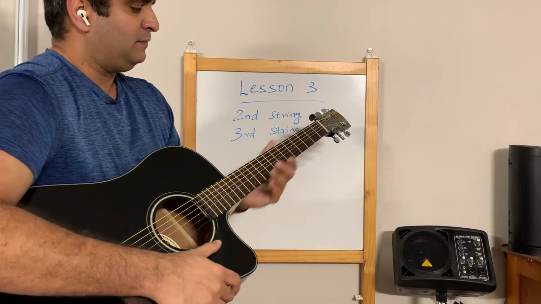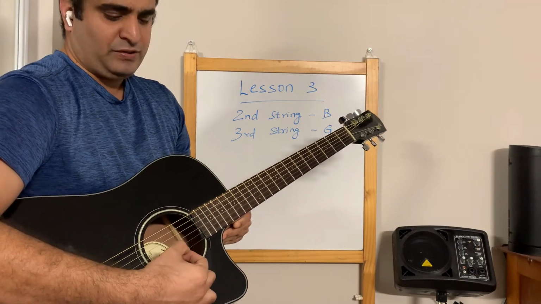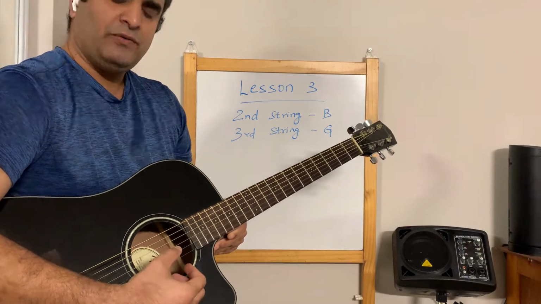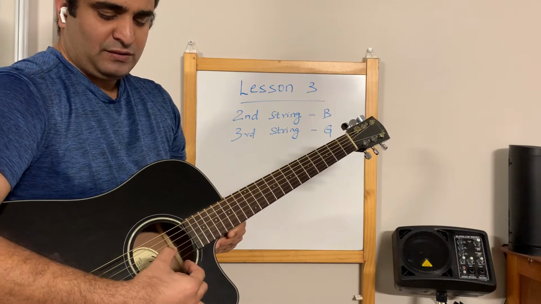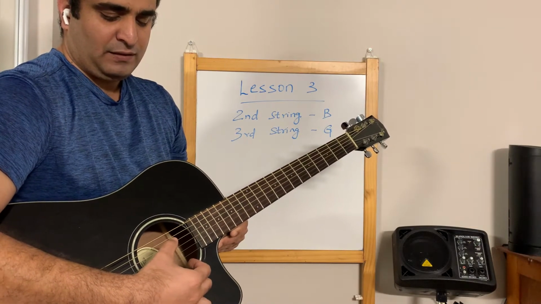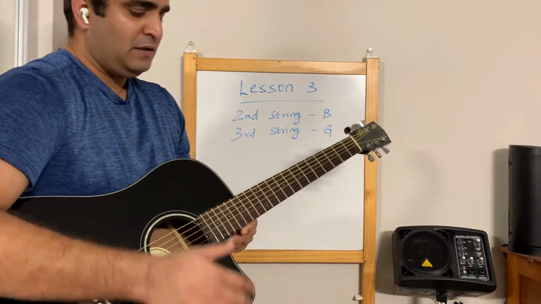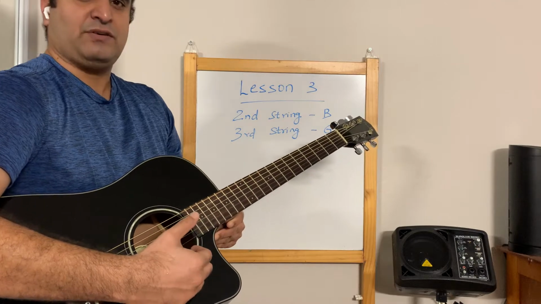So on the guitar, if you remember, the string at the bottom, which is the thinnest one, is called the first string. The one above is called the second string, and the middle one is the third string, and then the fourth, fifth, and sixth, and so on. So today we will talk about the second string and the third string.